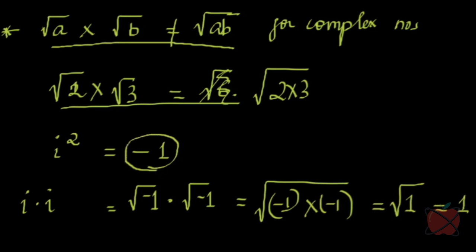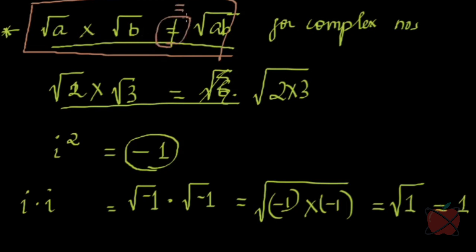So what I'm trying to say is that the fact that root over a into root over b equals root over ab is not true for complex numbers. So the point to remember is, when you multiply two complex numbers, you cannot ever write them in this manner.